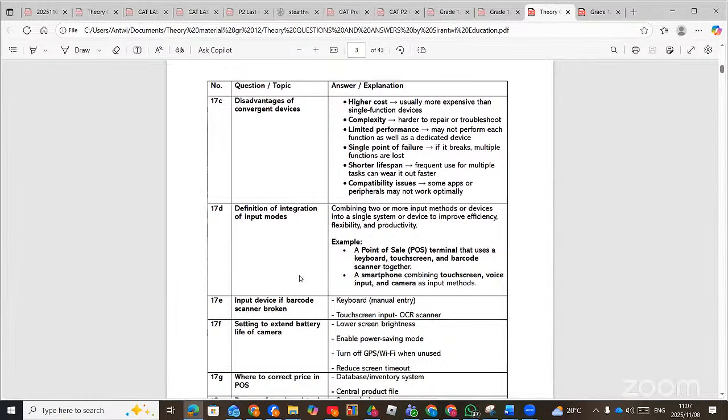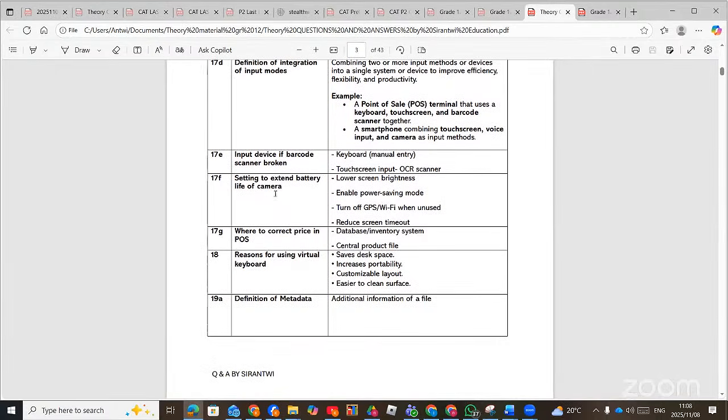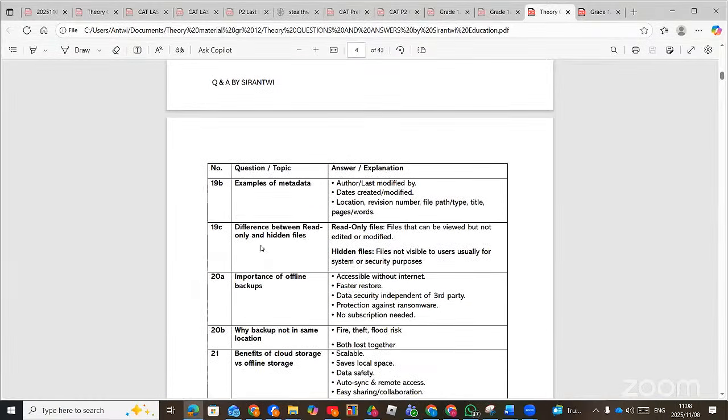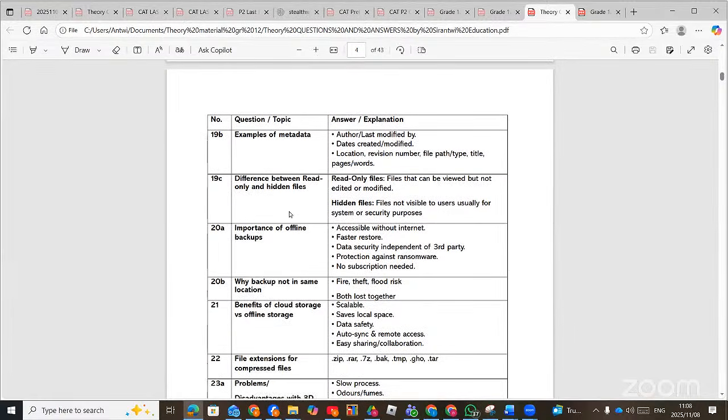These are questions from previous question papers. It is not just that I created them. I picked them from different sampled question papers. Definition of input mode. And then definition of metadata, examples of metadata, difference between read-only and hidden files. Read-only, the file can be viewed. This question came last year. The file can be viewed but not edited. Hidden files are not visible to users, usually for system and security purposes. This was last year's question paper. Examples of metadata was also last year's question paper.